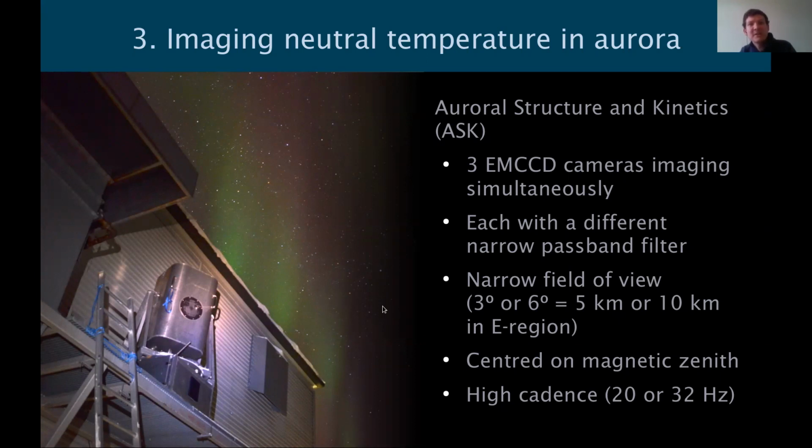So there's some telescopes which we can take on or off the instrument to reduce the field of view down to 3 degrees. In the E region, that corresponds to about 5 kilometers or 10 kilometers. And all three cameras are looking at the same part of the sky, centered on magnetic zenith, and we can run at either 20 or 32 frames per second, depending on how likely we think something interesting is going to happen.